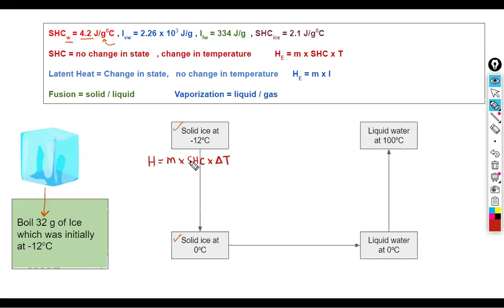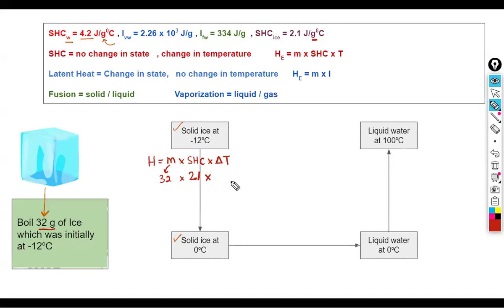Like I said, the specific heat capacity is of ice, because right now we're dealing with ice. The specific heat capacity of ice is 2.1. It's the purple value, and it's in grams. My mass is also in grams, so everything matches up perfectly. There's no need for conversions. The mass is 32, the specific heat capacity is 2.1, and the change in temperature is 12.